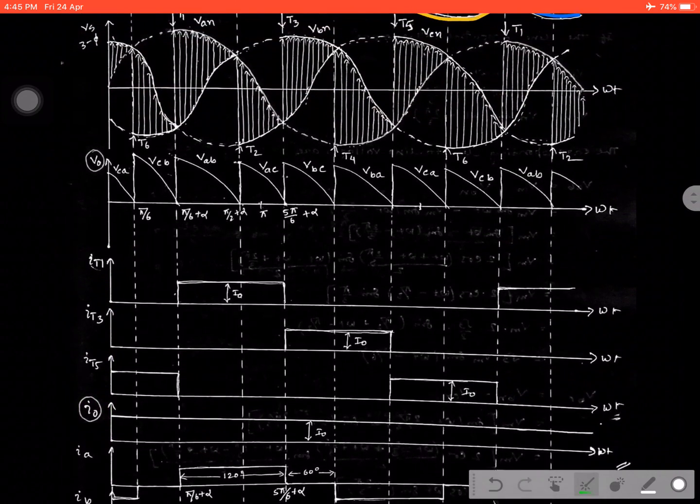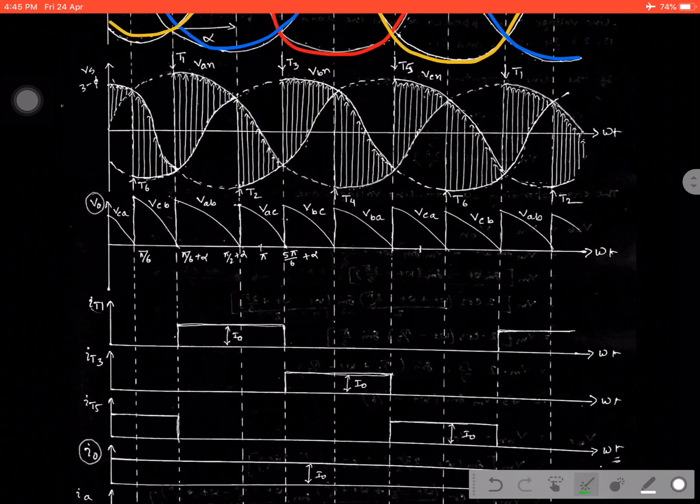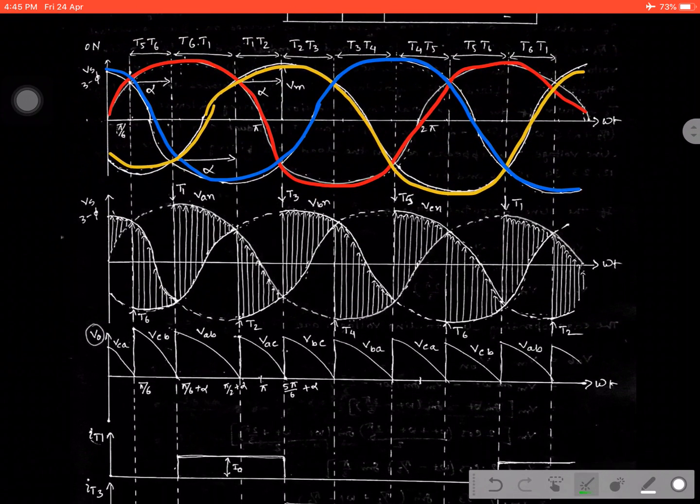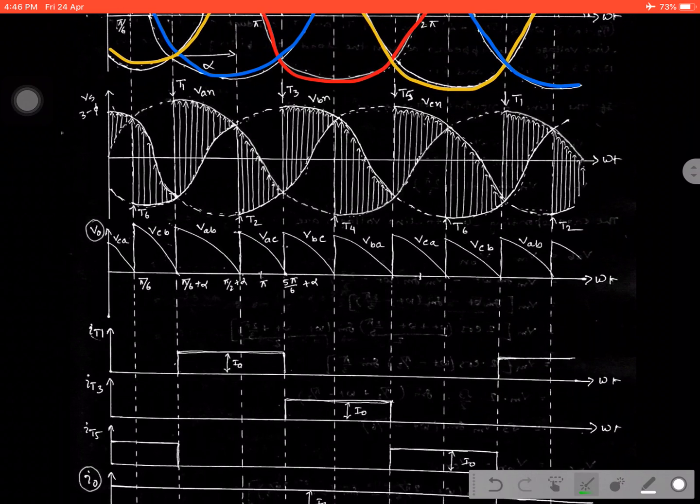Now, what is the waveform of IT1? Obviously, when the switch T1 is triggered, when the switch T1 starts conducting, then we have the current across the thyristor T1, that is IT1. Okay, that means first we find out where the thyristor was in conducting state. The T1 thyristor was in conducting state. So see, it is reflected in the switching pulse sequence. See, in this region T1 was in conducting state. In this region T2 was in conducting state, and in this region T3 was in conducting state.